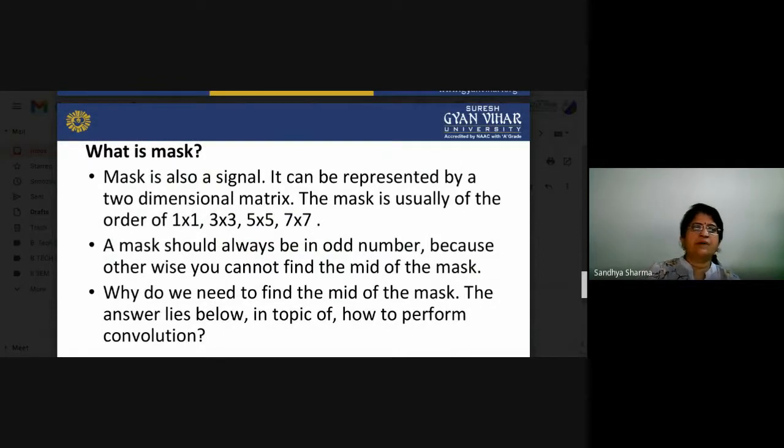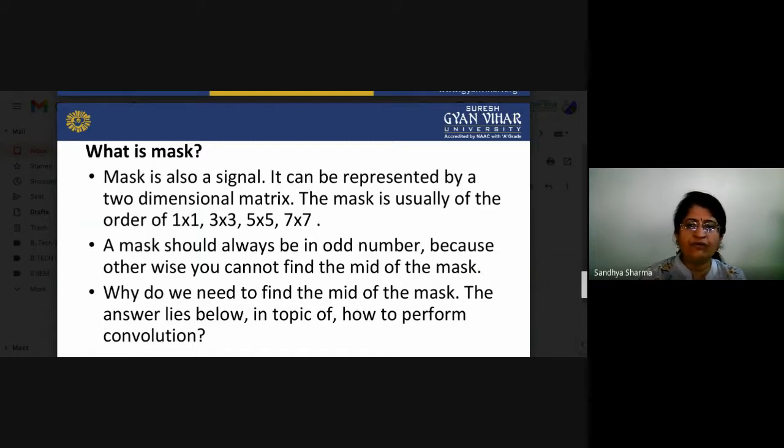So what about the mask? The mask is also a signal. It can be represented by a two-dimensional matrix. The matrix is usually 1 by 1, 3 by 3, 5 by 5, and 7 by 7. A mask should always be of odd size, because otherwise you cannot find the middle of the mask.